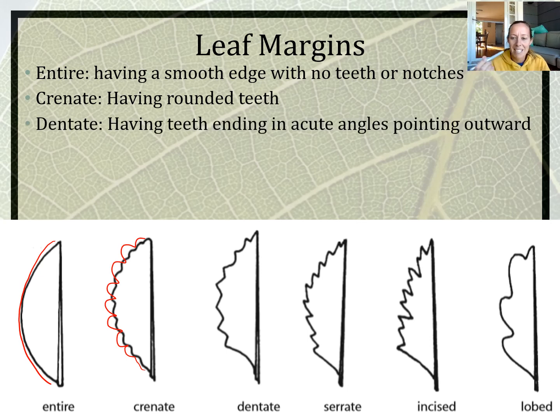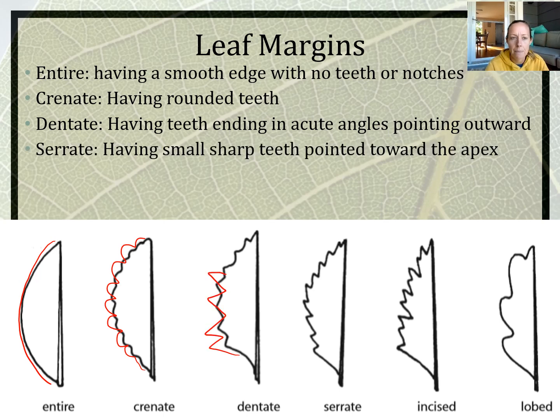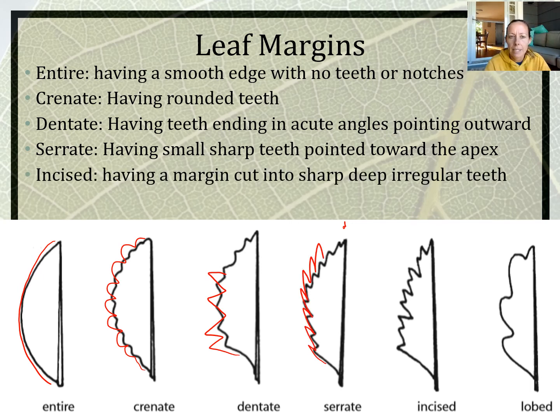Dentate, think of teeth like dentures, right? Dentate has teeth with angles that point outwards, or pointy. Serrate has small, sharp teeth that point towards the apex. So if the apex is the top here, these teeth are all pointing upwards, okay? Incised is having a margin that's cut into a deep, sharp, irregular shape. See how this is sharp and irregular? You have all these V's cut into the leaf like that. All right, that's going to be incised.